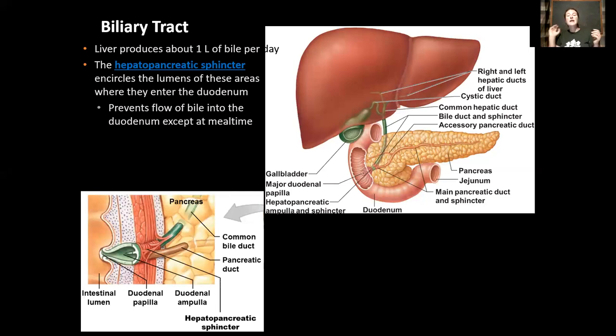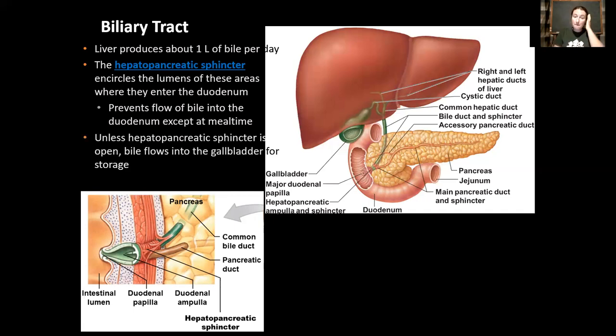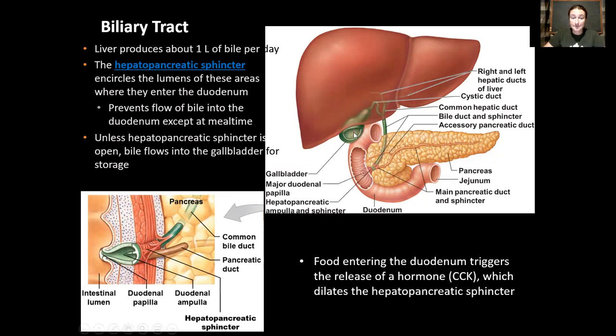Okay. Essentially, we want to store bile in the gallbladder unless we are eating. Okay, so bile is going to help us specifically to break down lipids. We'll get there. So we want to keep all of that, the lovely juice, that bile, in the gallbladder as a storage facility until we eat. Okay, so unless this hepatopancreatic sphincter is open, the bile is going to flow from the liver into the gallbladder. Okay, so from the liver down and up into the gallbladder here.